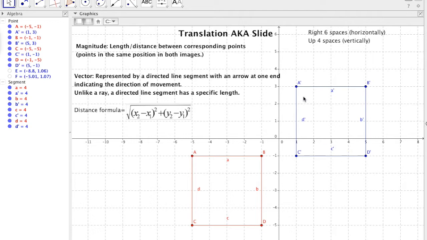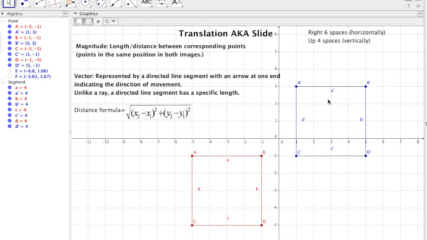So we translated by following a certain rule. The rule was we had to move each point to the right 6 spaces, so that was the horizontal, and then 4 spaces vertically. So we took each point, point A, we moved it 6 spaces to the right, 1, 2, 3, 4, 5, 6, and then vertically up 4 spaces, 1, 2, 3, 4, and then we ended up with A prime. So this point translated over to that point, following this rule that we named right over here.